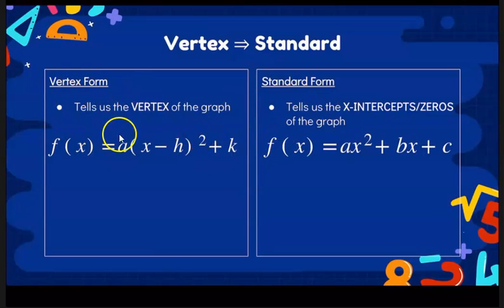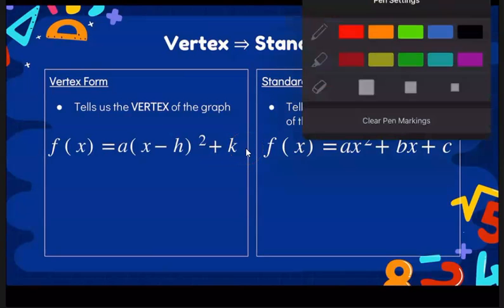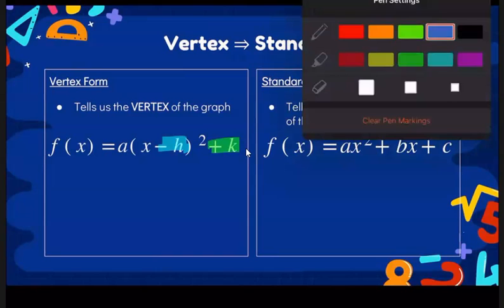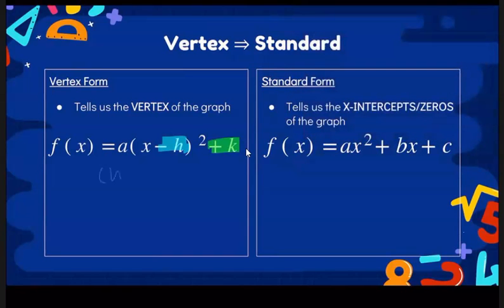We have vertex form, the one we're familiar with, or the one that got introduced in the puzzle at the start of the lesson, which is f of x equals a(x minus h) squared plus k. There are some important things to notice. Your h value and your k value are very important because my vertex is (h, k). Keep in mind, it is always the opposite sign for the number inside the parentheses, and you keep the same sign for the number outside the parentheses. So vertex form tells us the vertex of a graph.